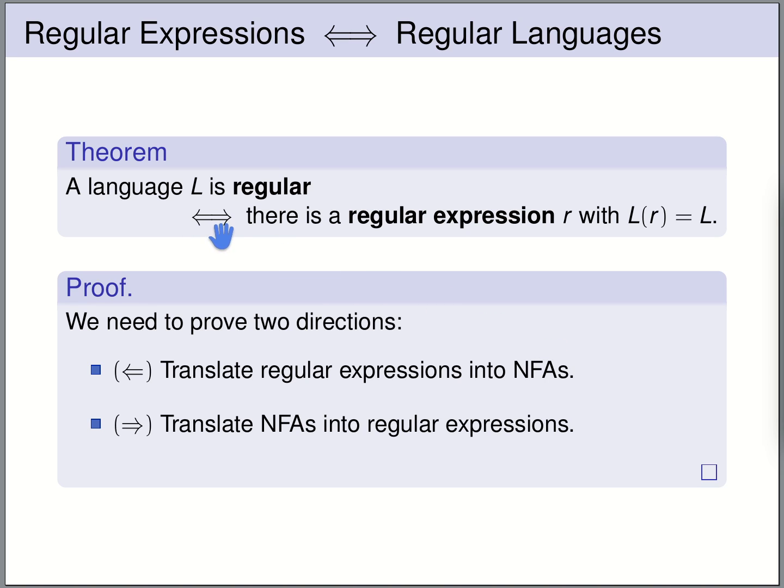And the other direction is from left to right. We have to show that if we have a regular language, then this language can be defined by a regular expression. So we will take an arbitrary non-deterministic finite automaton and we show that this can be translated into a regular expression. So we will now be concerned with proving both of these directions.